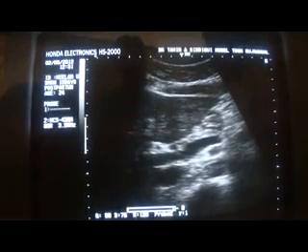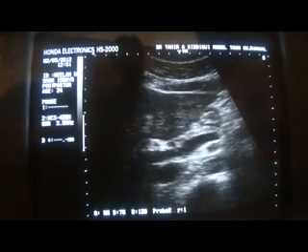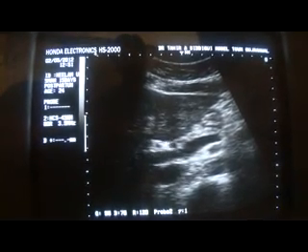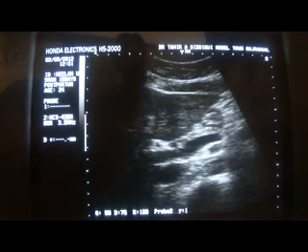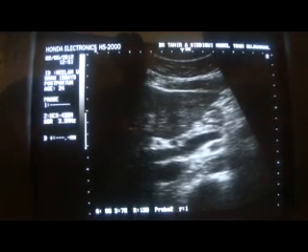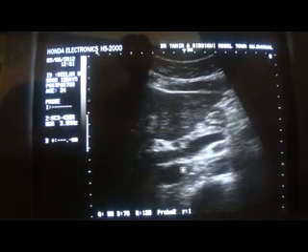This is the portal vein. This is the hepatic artery. This is the inferior vena cava, superior mesenteric artery, aorta, and this is IVC. This is the lobe of the liver. So there is no significant finding in this region.